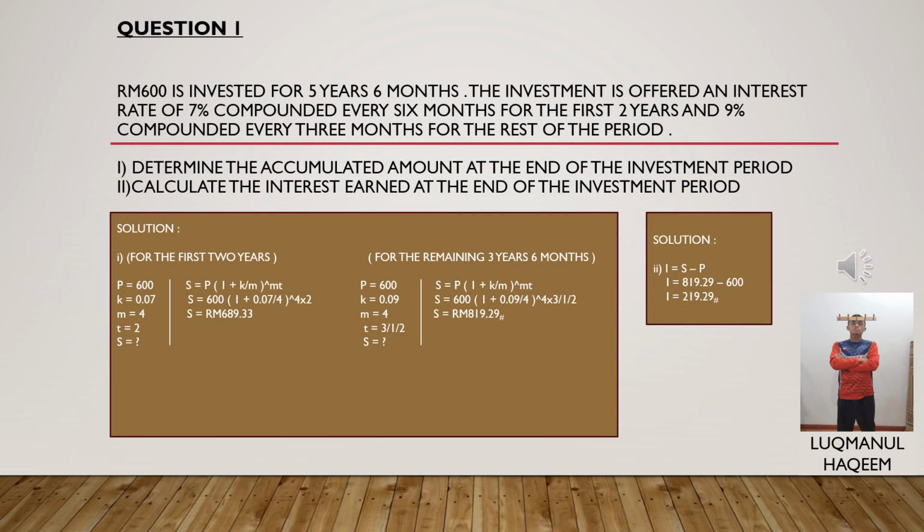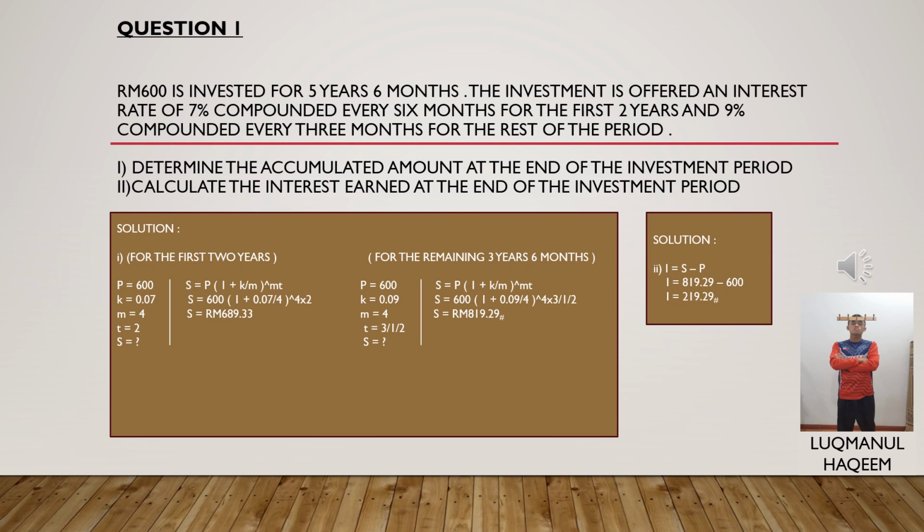For the remaining 3 years 6 months, your principal will be 600, rate will be 0.09, the frequency of interest conversion is 4, and your time will be 3 over 1 over 2. Insert all the information you have, it will become S equal to 600 bracket 1 plus 0.09 over 4 bracket power of 4 times 3 over 1 over 2. Simplify it and it will become 14. So your final answer will be 819.29.